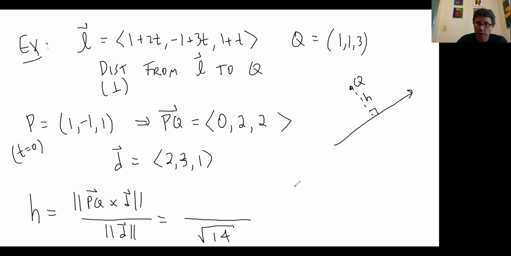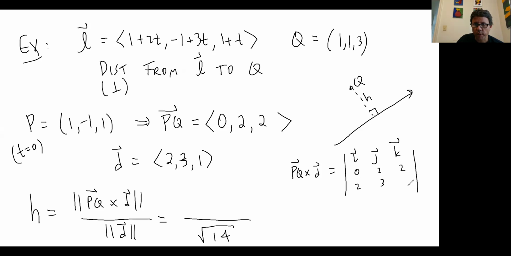For the cross product, I might need to come over here and do it. PQ cross D in that order. It may not actually matter because I'm going to do the length, so it doesn't matter if it's pointing one direction or the other. Just be careful. I can do this determinant as 0, 2, 2, 2, 3, 1.